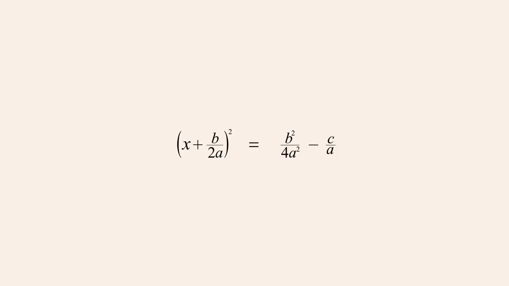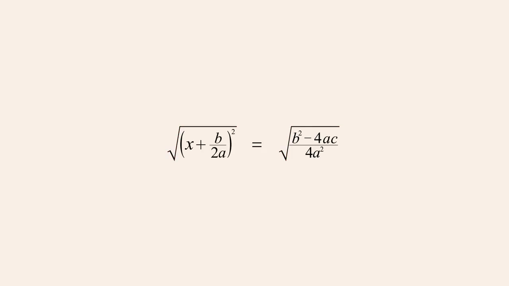The two fractions on the right can then be combined by creating a common denominator, multiplying the top and bottom of the fraction c over a by 4a. The denominator 4a times a is 4a squared. And since the two fractions now have a common denominator, a single fraction can be formed by combining their numerators. Now, to eliminate the square on the left side of the equation, we take the square root of both sides of the equation.